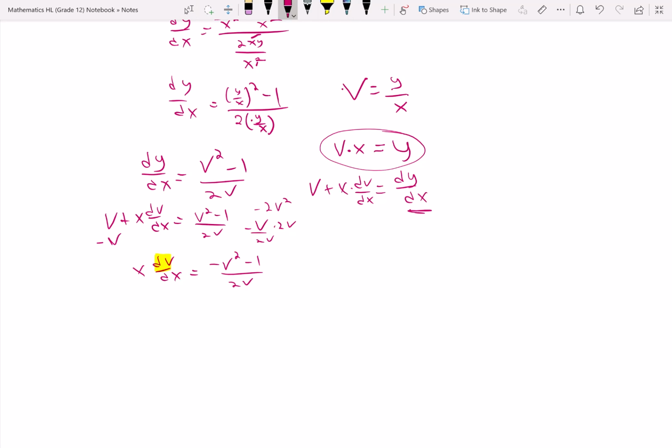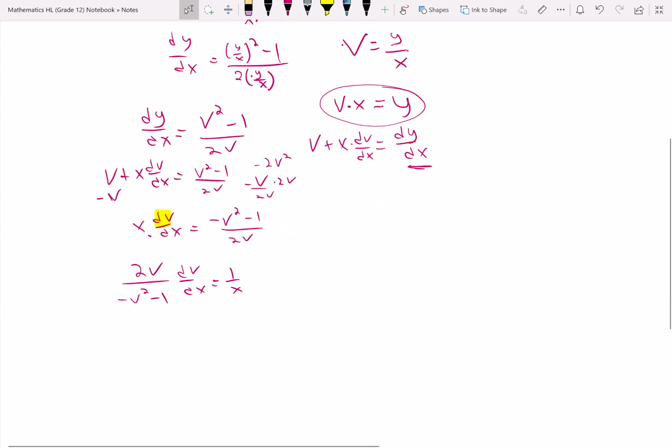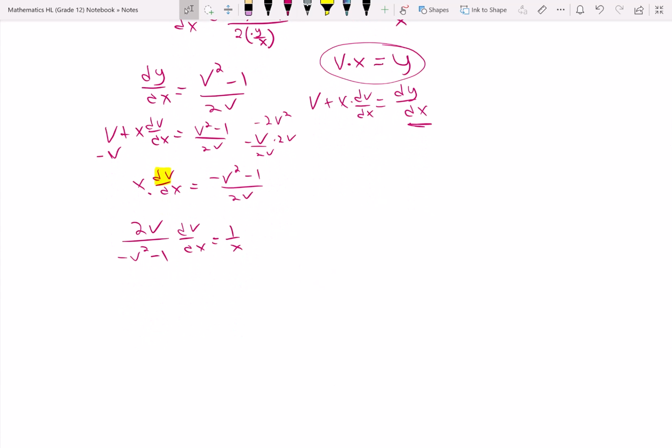I can multiply by the reciprocal on both sides, and I'd get 2v over negative v squared minus 1 dv dx equals 1 over x, right? We also divide by x on both sides. And then when we integrate, it's going to become 2v. Maybe it's easier if we just put this negative 1 on the outside. And maybe you can see what that is. dv equals the integral of 1 over x dx. The right-hand side is easy. That's just natural log x plus c.